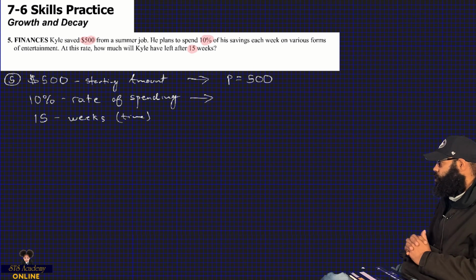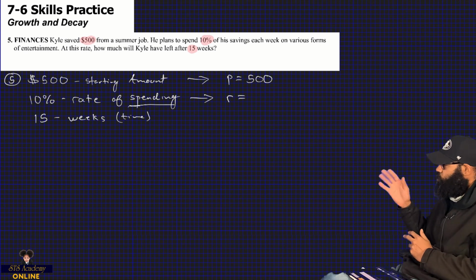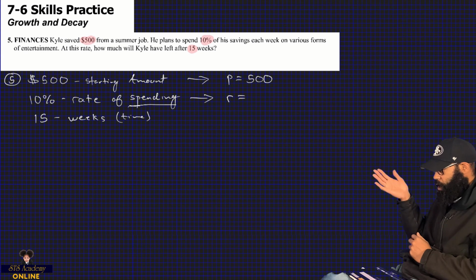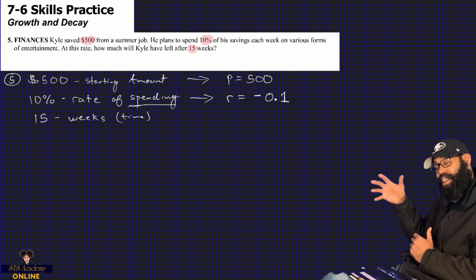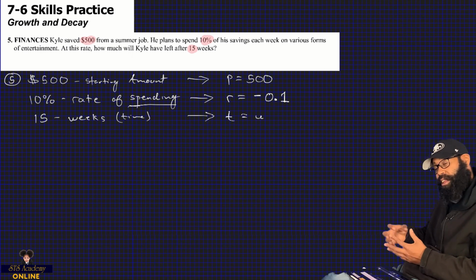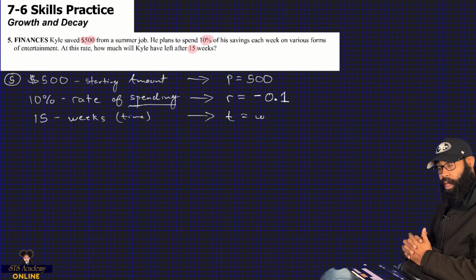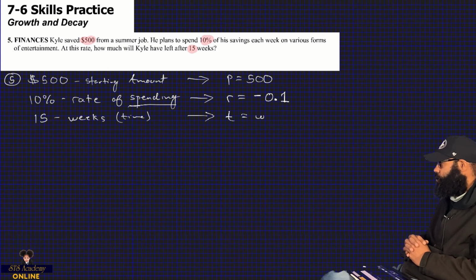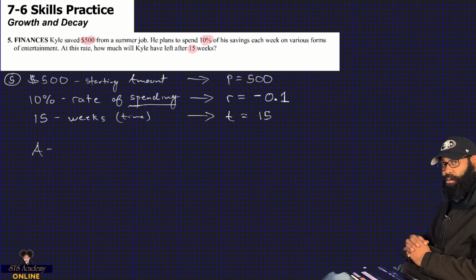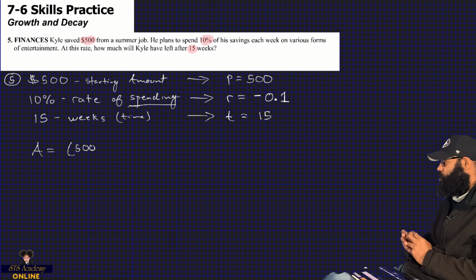The principal is 500. The rate is, and again, converting it to a decimal, 0.1. But since you're spending it, it can't be a positive rate. It'll be a negative rate because you're going down at a certain rate. So subtract, take away. And of course, T equals 15. So guys, I think I have enough information now to plug in.